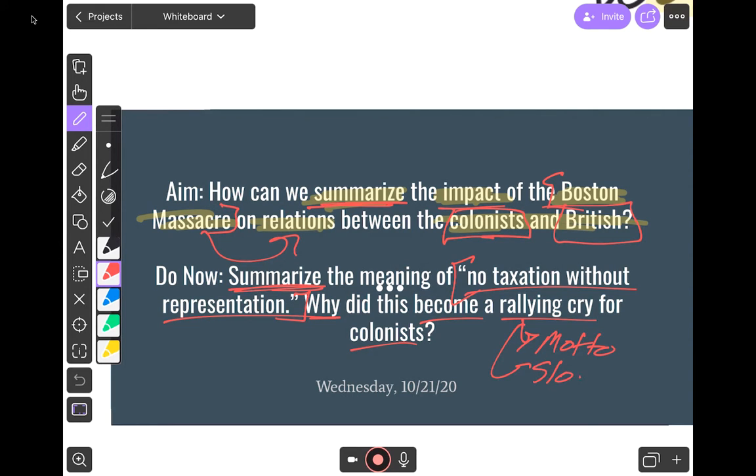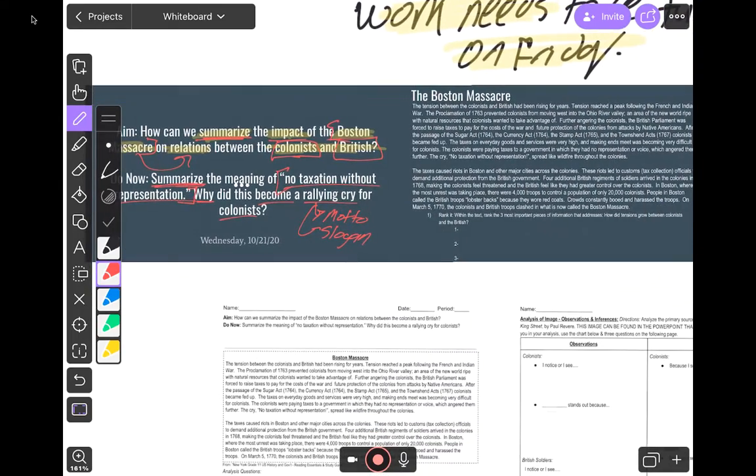All right, it's something that brings colonists together for a common cause. Okay, so what is it about this statement that makes it a rallying cry for colonists? What creates that passion for this saying, no taxation without representation? You can pause the video. If you need to go back to your reading from Monday's activity to help you out, that's more than fine. You should be answering this do now on your paper.